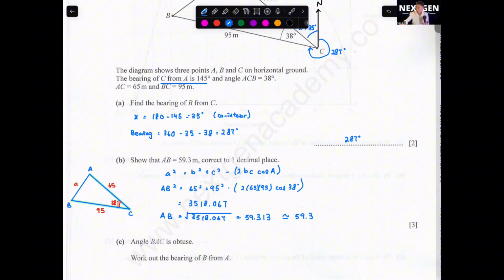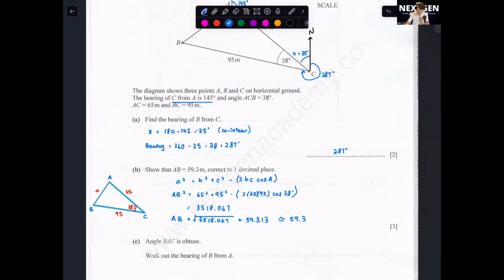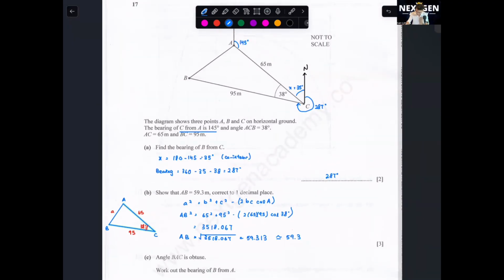Question C. Angle BAC is obtuse. Work out the bearing of B from A. Let's read this again. BAC is obtuse. There's a reason why they say this statement here. Let's label what we just found, which is this 59.3. We want to find this angle over here. I need you all to remember this statement, angle BAC is obtuse. What is the reason? Do you all know?